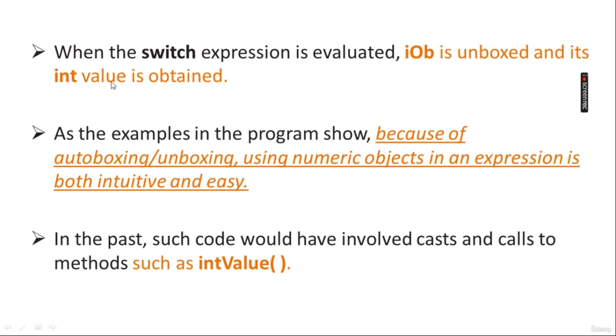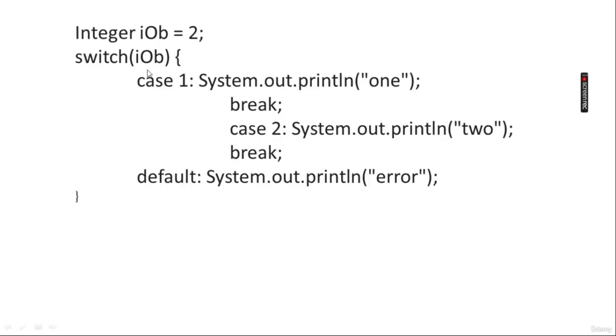iOb is unboxed and its primitive value, an int, is obtained. As the examples in the program show, because of autoboxing and unboxing, using numeric objects in expressions is both intuitive and easy, and it is perfectly valid also. Such code would have involved casts and calls to methods such as intValue. So before Java 5, every time we would have been required to convert this iOb into a primitive type, like iOb.intValue. After Java 5, it is not necessary to convert it. It will be automatically unboxed.